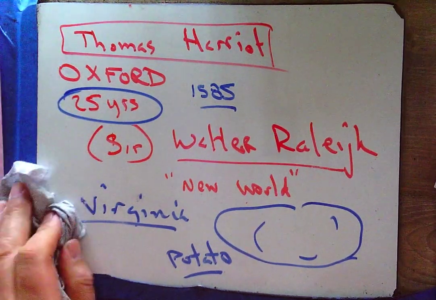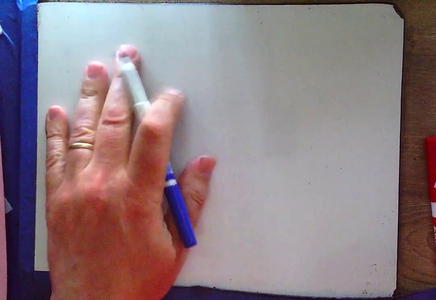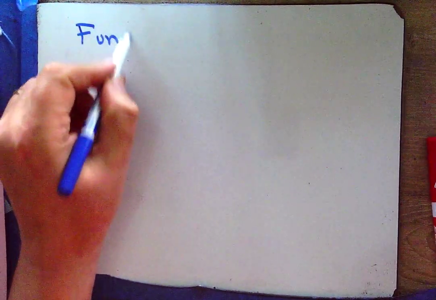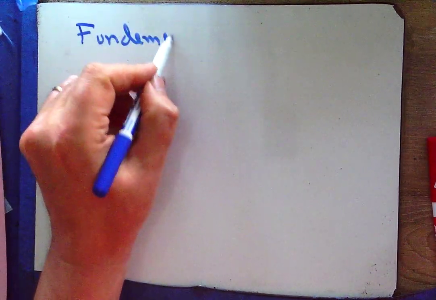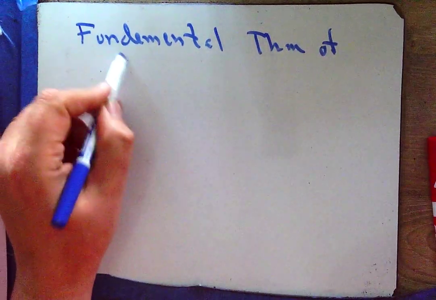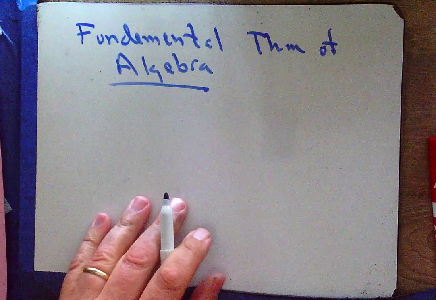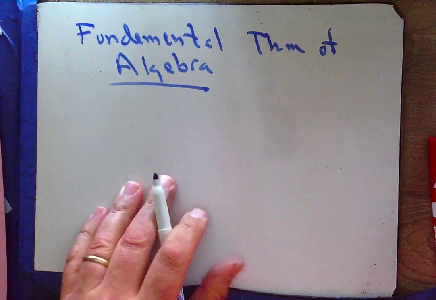Thank you, Thomas Harriot. Well, it turns out that after his period of adventuring around, he went back to college and studied math and navigation and astronomy like crazy. And you know what he came up with? He came up with the fundamental theorem of algebra. I know, right? It's like we should have a parade for this guy, the fundamental theorem of algebra.